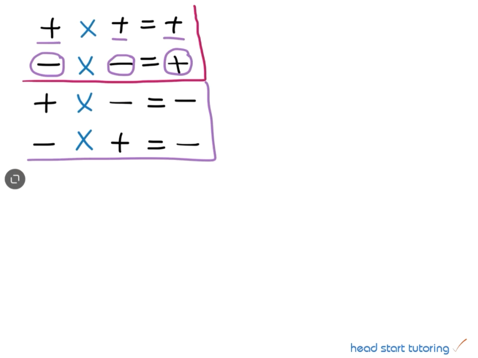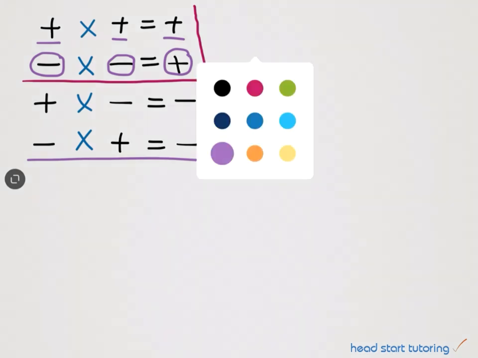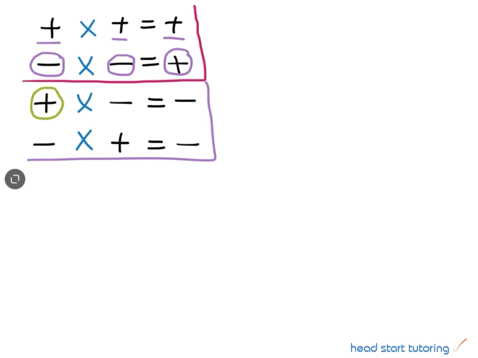Okay, so when we have opposite signs, so we've got a negative multiplied by a positive, or a positive number multiplied by a negative number, your answer will be negative. So positive multiplied by a negative gives us a negative answer, and a negative number multiplied by a positive number will also give us a negative answer.